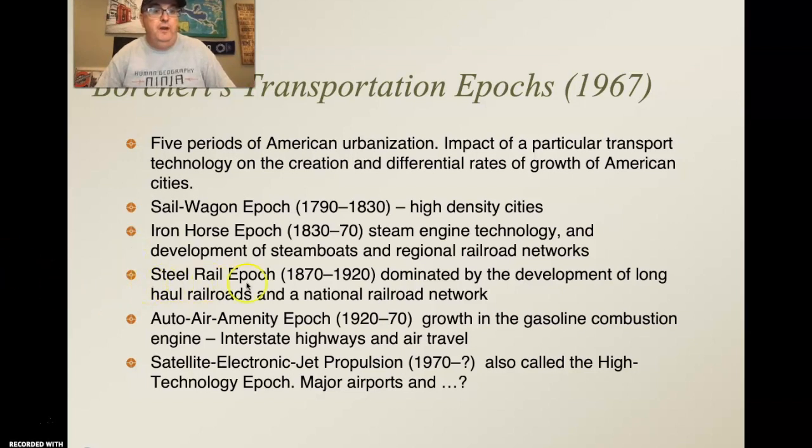Now, steel rail, 1870 to 1920. This is the development of long-haul railroads. So what starts to happen here is that trains can now go a much further distance. They don't need to stop as often. And because they don't need to stop as often, some of those smaller towns in the intermediate areas start to get cut out. And the train doesn't stop there, so it hurts their growth. And so the distances between cities start to expand.